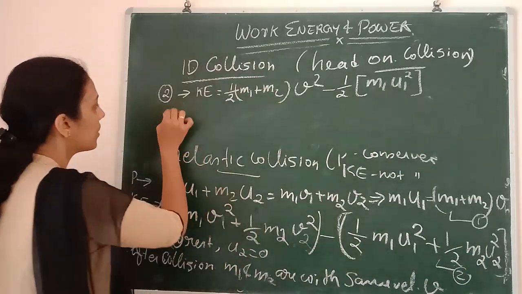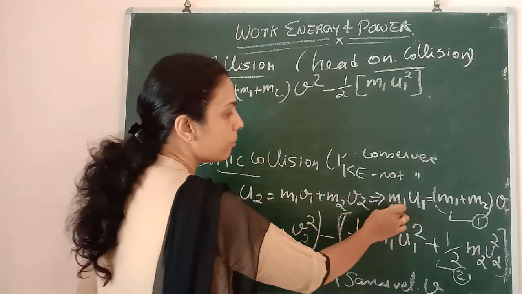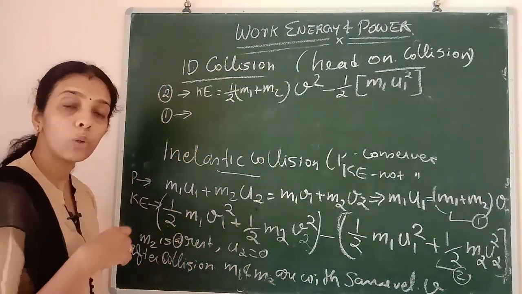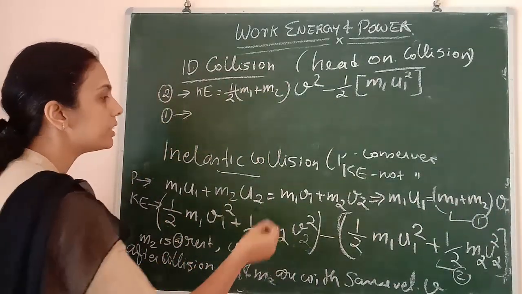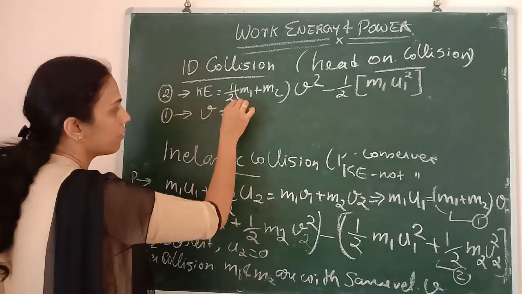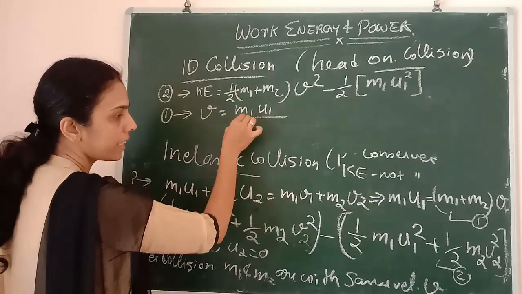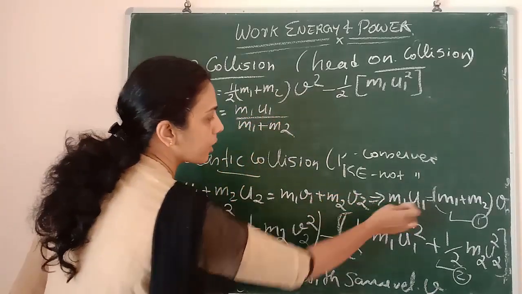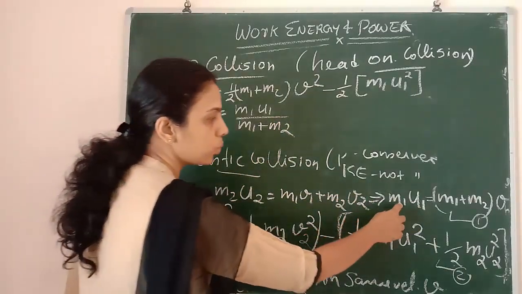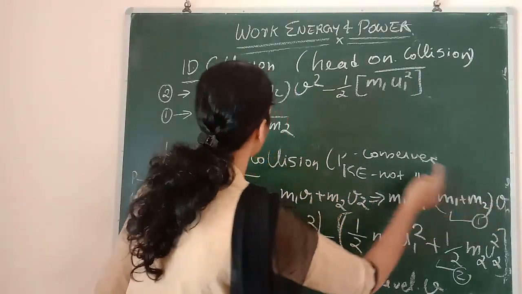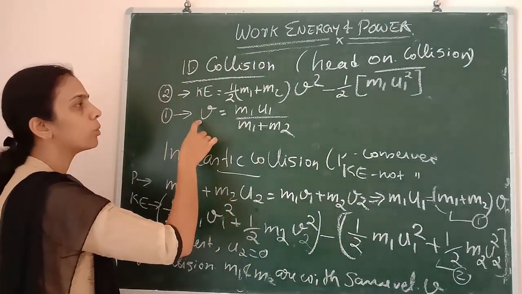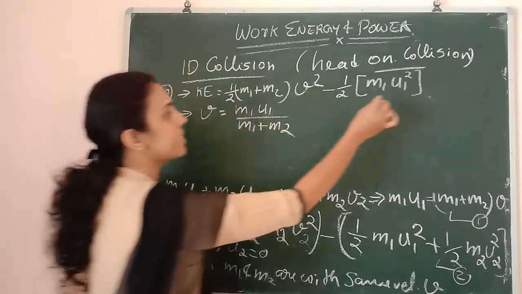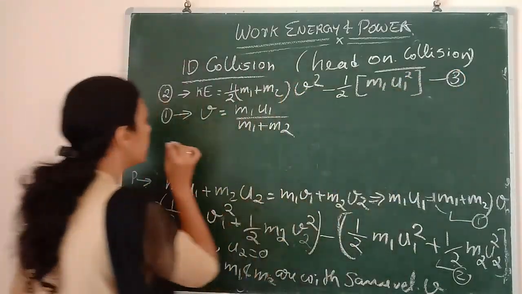Now, this first equation: m1 u1 equals (m1 plus m2) into v. But we don't know what the final velocity will be, right? So instead of v, from 1 I can write m1 u1 divided by (m1 plus m2). From this equation, m1 u1 divided by (m1 plus m2) will be equal to v. Now I am going to substitute this value here, and I'll get this equation. I am writing it as 3.